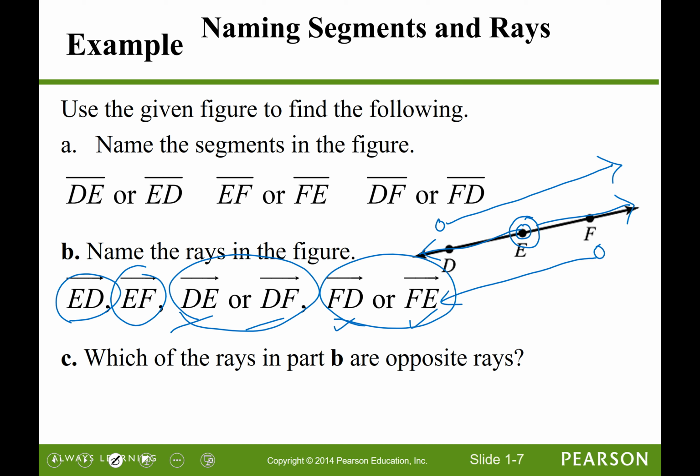All right, last one. Which of the rays in part B are opposite rays? Oh, we talked about that already. It's these 2 just briefly. The opposite rays are ED and EF. One way to know that they're opposite rays is to look at the endpoints. They have to be the same, E and E. So check that off. And then just check in the figure that D and F had those rays in opposite directions, making opposite rays.